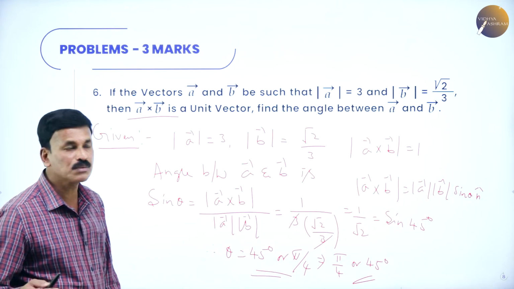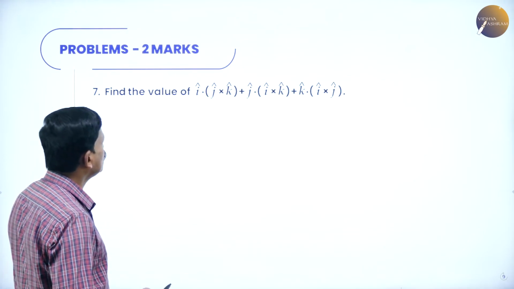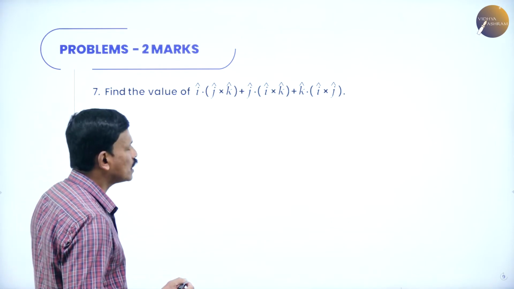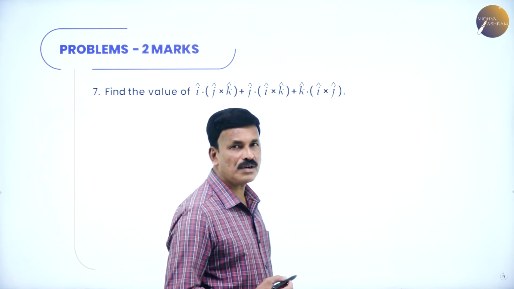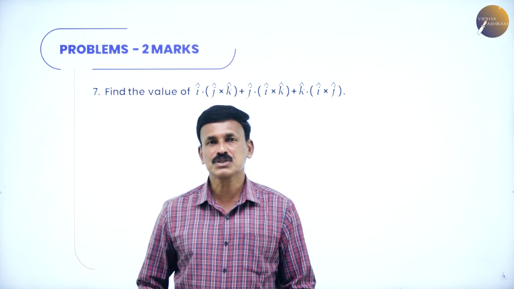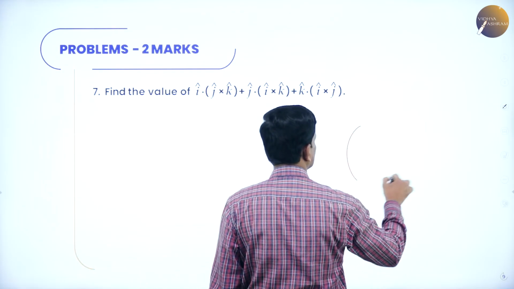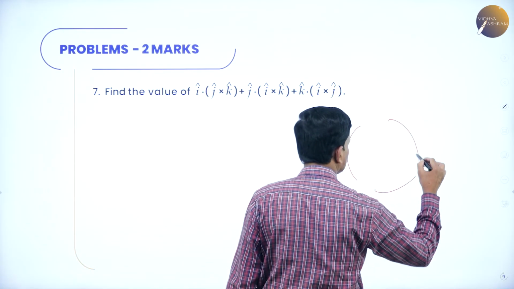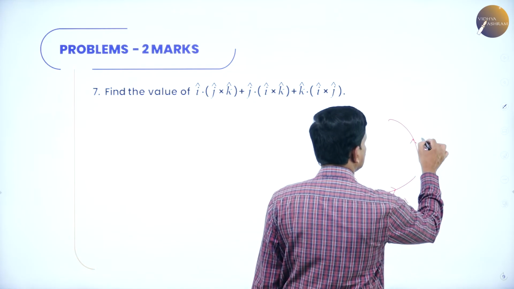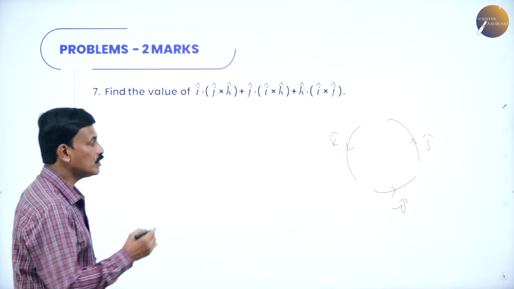Now let us come to the next problem. This is cyclic order. Find the value of i dot j cross k plus j dot i cross k plus k dot i cross j. I have explained the cyclic order in my previous class. So here, if I write the cyclic order for this, i, j and k. Now what is given here?